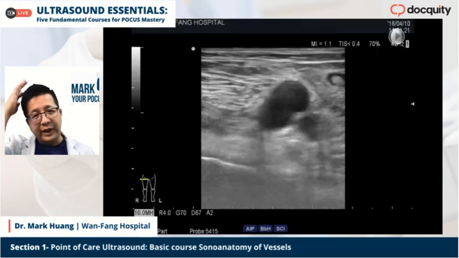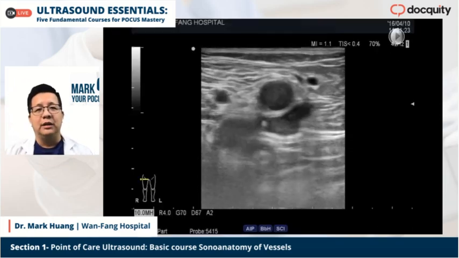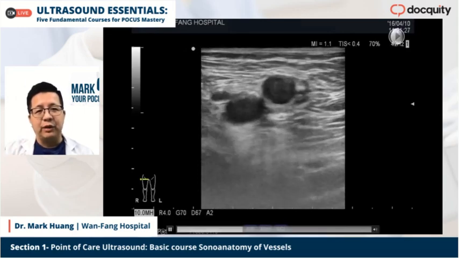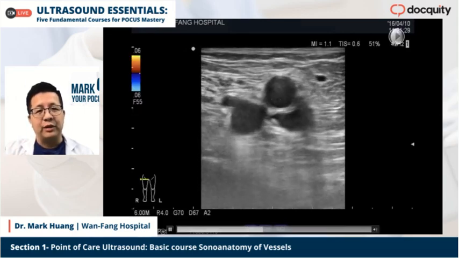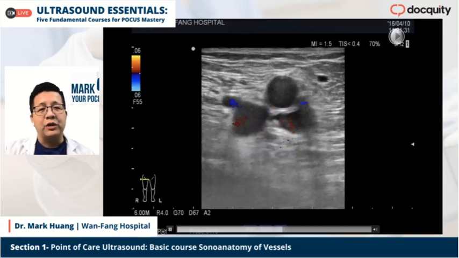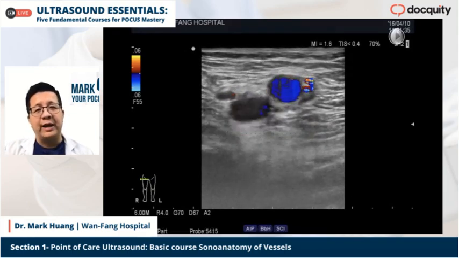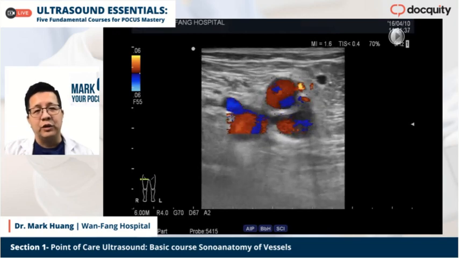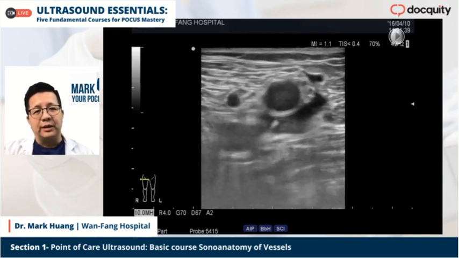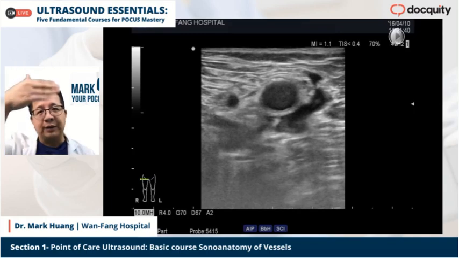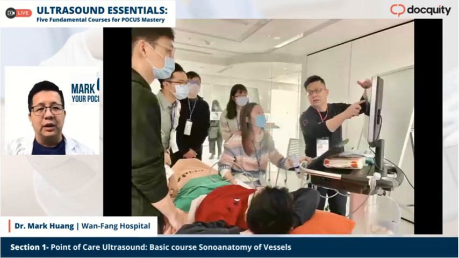Okay, let me give you a live demo. It's like this: compressible, and it totally compresses. So that is the vein. I also add some Doppler to confirm the flow velocity, and you can see it's very simple. Just apply the compression skill.